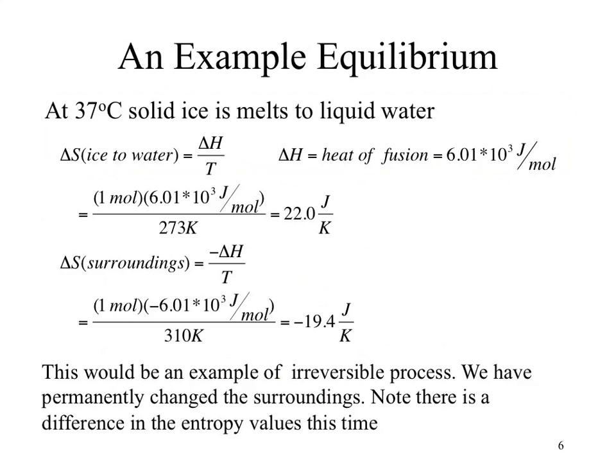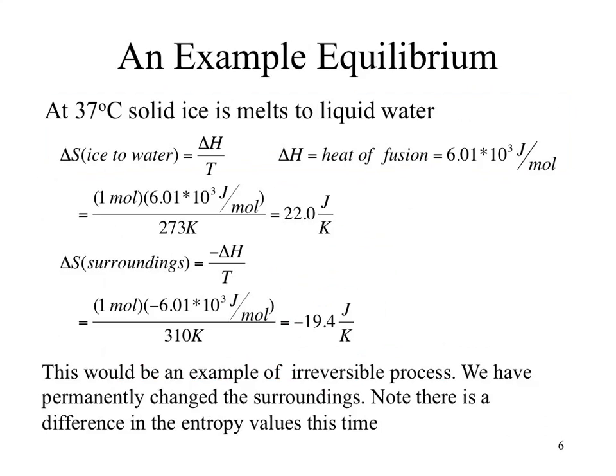So when we run through our calculations, we aren't going to be using our initial 37 degrees to go from ice to water, because it's not where ice to water transitions. It transitions at 273. Okay? So we can go through and run that calculation, and we'll get a very similar value. Okay? Our entropy goes up.